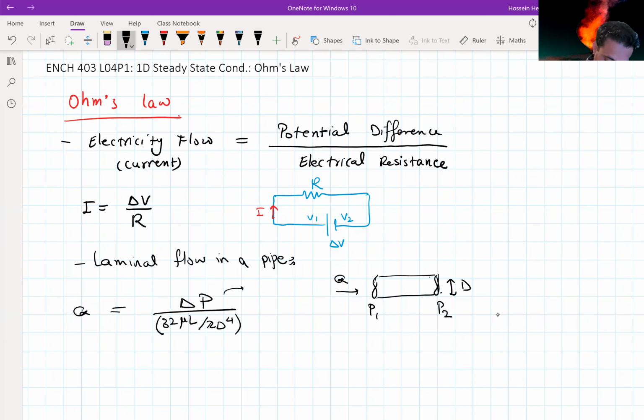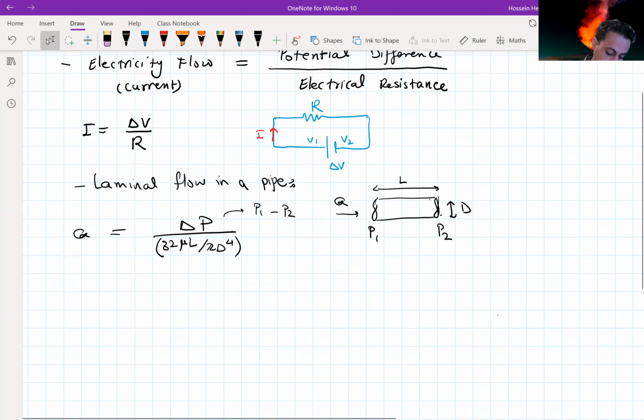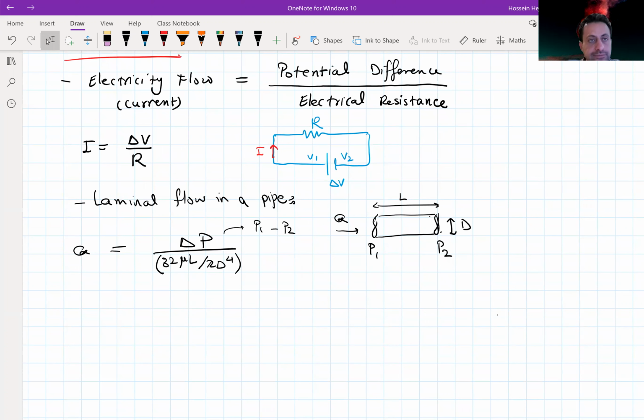Or another way, this delta P is P1 minus P2, the pressure difference across the pipe, divided by some value that depends on the pipe geometry, length, diameter, and the viscosity of the fluid, which causes a resistance. So the smaller the denominator, like smaller viscosity, the higher the flow rate. With a larger pipe diameter, for the same delta P, a larger flow rate can exist.